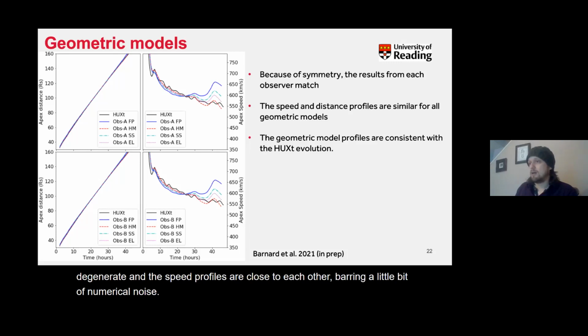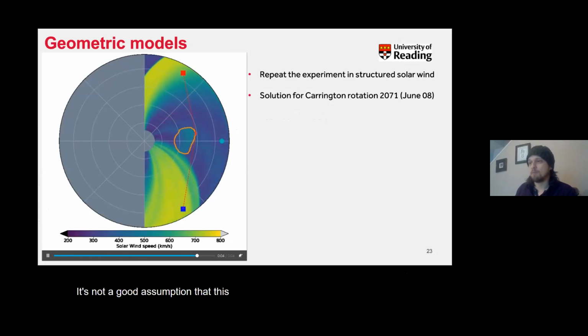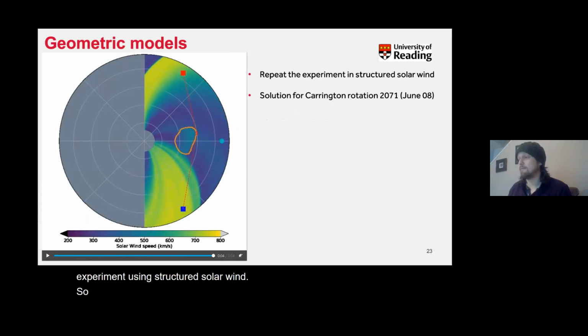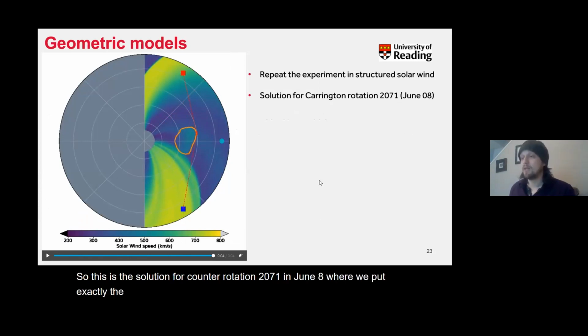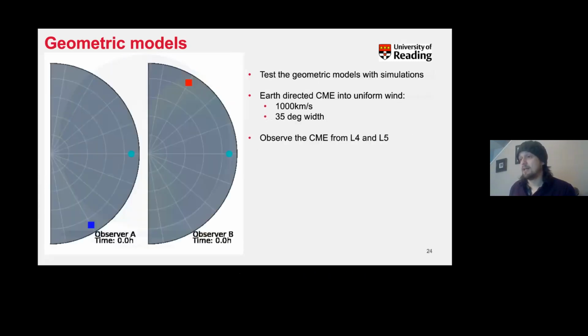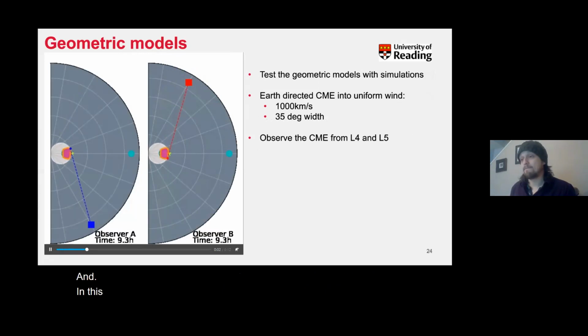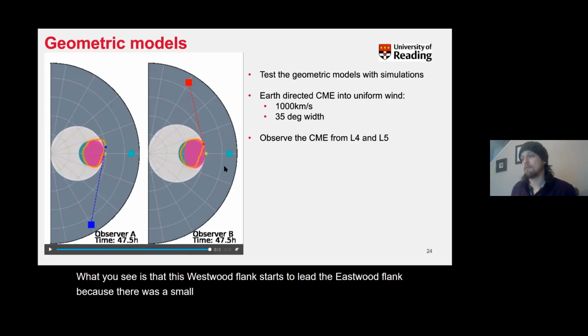But it's not a good assumption that the solar wind is uniform. So we can repeat the experiment using structured solar wind. So this is the solution for Carrington rotation 2071 in June 2008, where we put exactly the same CME in. All we've changed is the solar wind boundary conditions. And in this case, what you see is that this westward flank starts to lead the eastward flank because there was a small fast stream that was coming out through this way.